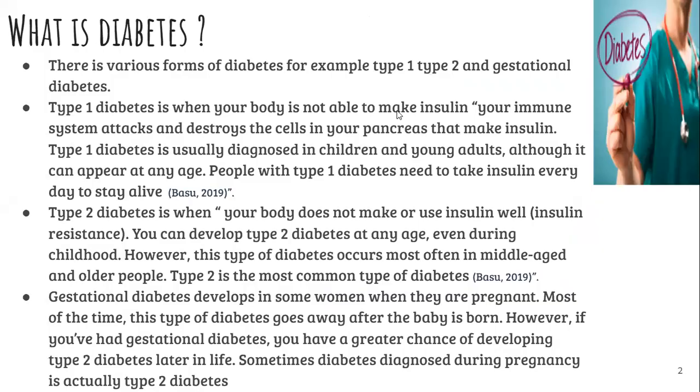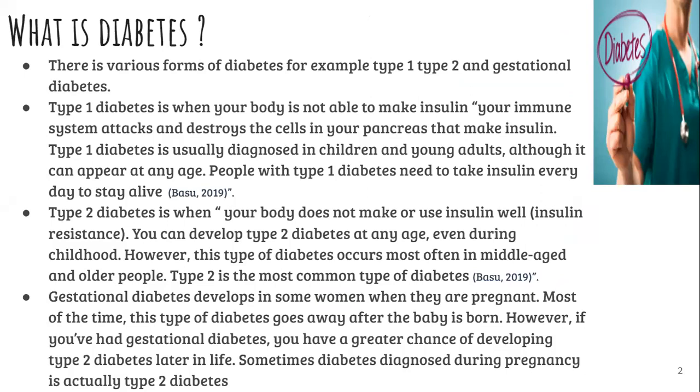So for starters, what is diabetes? There are various forms of diabetes, for example, type 1, type 2, gestational diabetes, and pre-diabetes. Type 1 diabetes is when your body is not able to make insulin. I quote, your immune system attacks and destroys the cells in your pancreas that make insulin. Type 1 diabetes is usually diagnosed in children and young adults, although it can appear at any age. People with type 1 diabetes need to take insulin every day to stay alive.